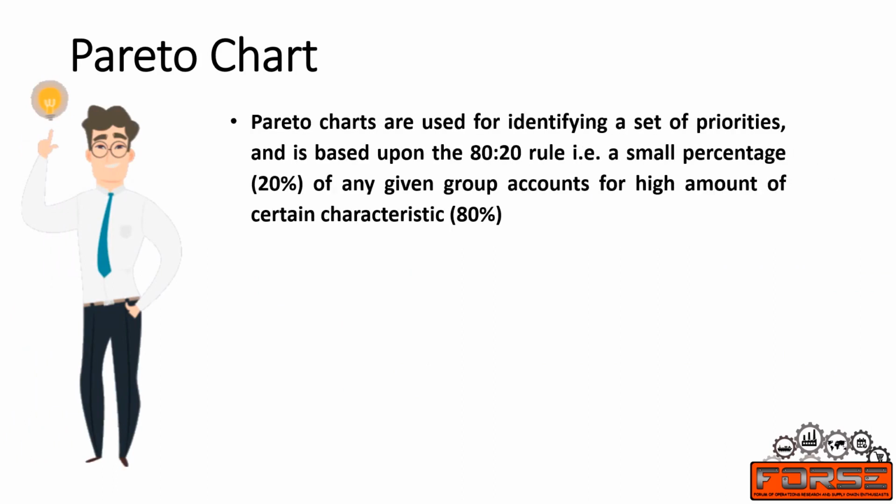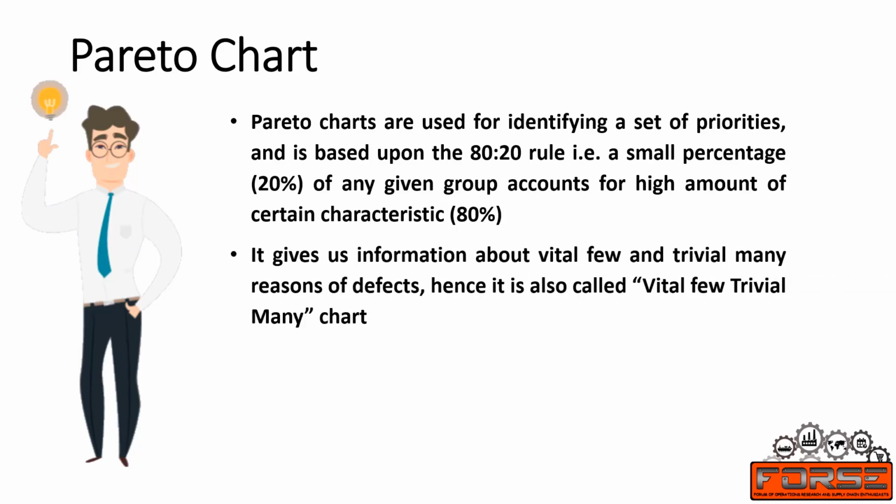Pareto charts are used for identifying a set of priorities, and is based upon the 80-20 rule, that is, a small percentage, 20%, of any given group accounts for higher amount of certain characteristics, 80%. It gives us information about vital few and trivial many reasons of defects. Hence it is also called vital few trivial many chart.